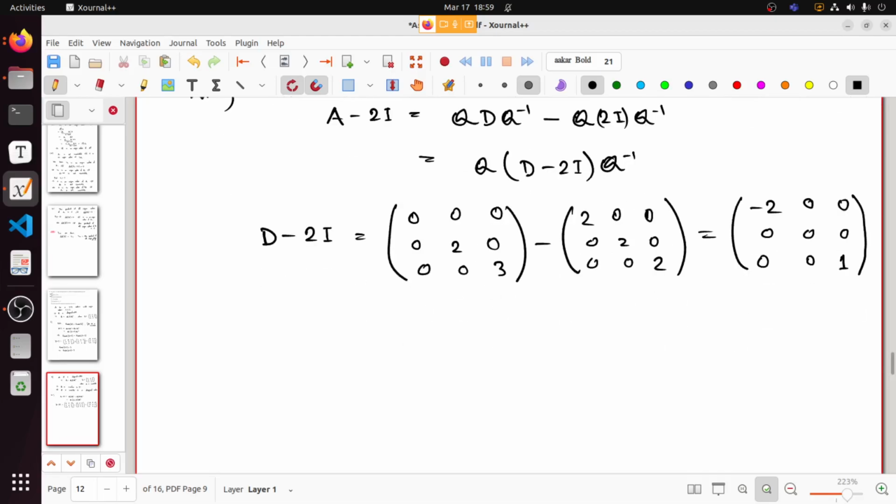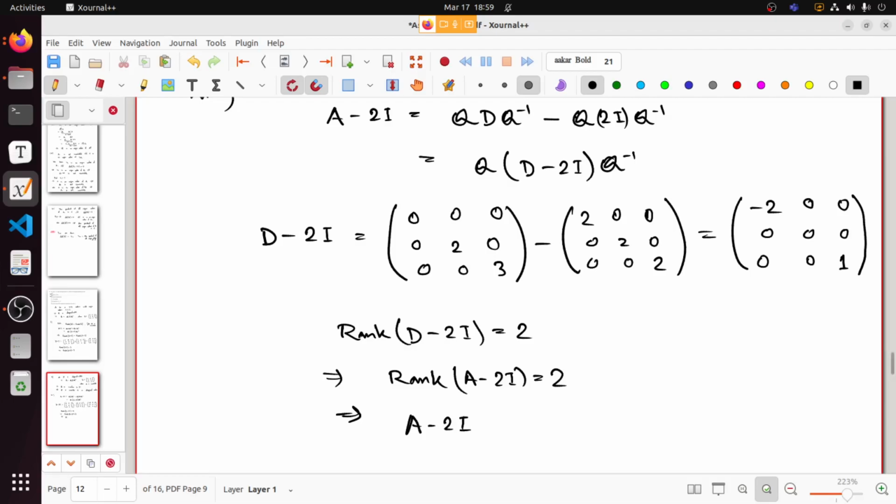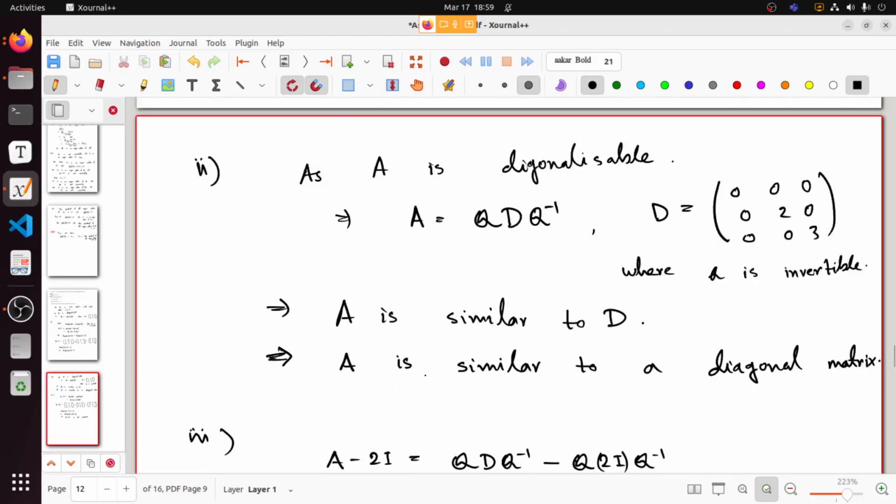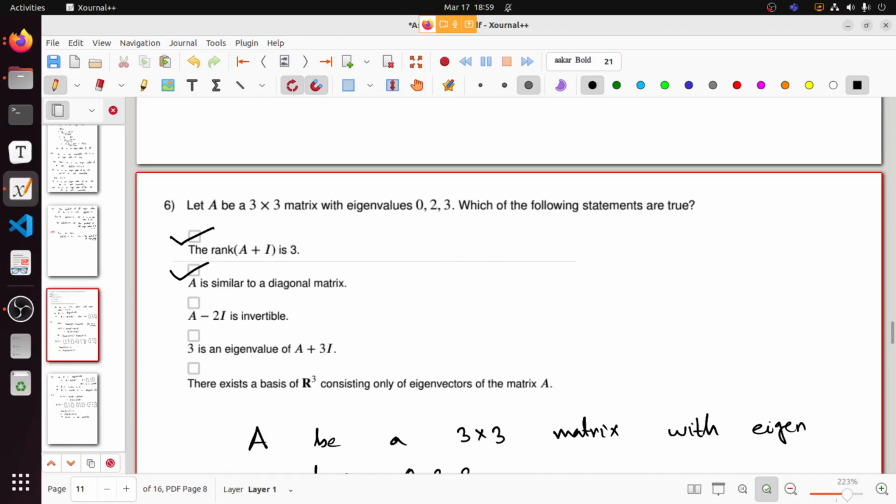D minus 2I has a zero row, so it has rank 2, right? Two non-zero rows. So the rank of D minus 2I is 2, which implies that D minus 2I is not invertible. So the rank of A minus 2I is also 2, which implies that A minus 2I is not invertible, because it does not have full rank. It maps from R3 to R3 and has rank 2, so A minus 2I is not invertible. So option number 3 is not correct. A minus 2I is invertible is not true. So this is false.